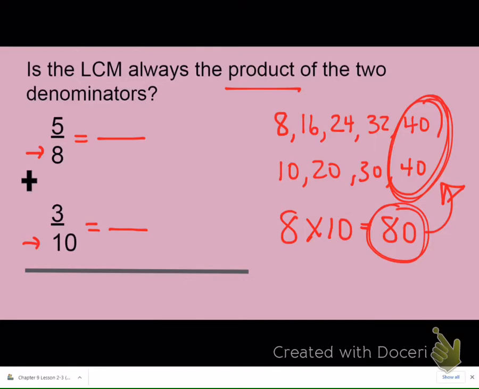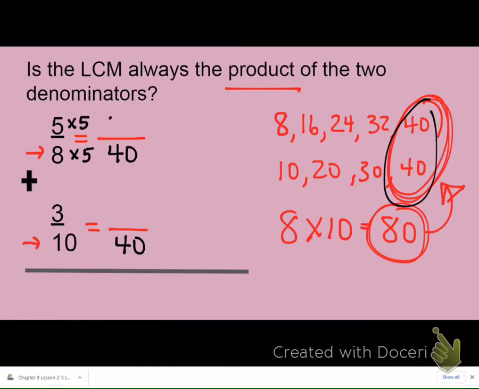All right, so we now know 40 is going to be our denominator. So we're going to make that 40, and we're going to make that 40. And now we have to ask ourselves, what am I multiplying 8 by to make it equal to 40? Well, 8 times 5 is 40. So that means I have to multiply the top of my fraction by the same number. 5 times 5 is 25. What am I multiplying 10 by to equal 40? Well, 10 times 4 is equal to 40, right?